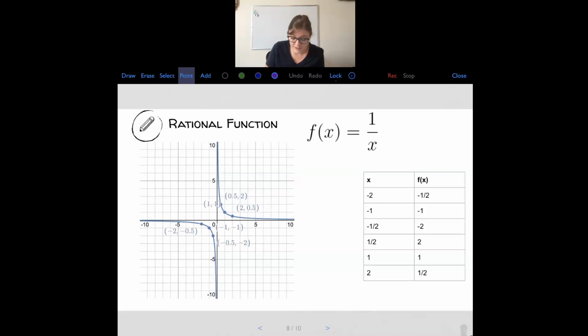Next is our rational function. So this is our parent function of rational functions. It's given as f of x is equal to 1 over x. So if we plug in -2 for x, we would get -1/2. If we plug in -1, we get -1. Notice we can't plug in 0 because we can't divide by 0. Look what happens in the graph. We just get closer and closer to x is 0, but we never actually get there. And these other values you can plug in as well. So we've got 2 pieces here to this graph of a rational function.